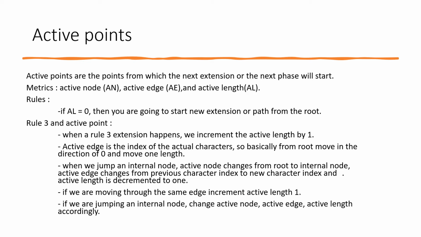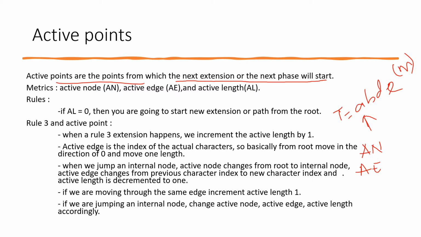Active points are another important topic we need to build a suffix tree. Active points are the points from which the next extension or next phase will start. For a given t equals a, b, d, e, there are m phases, and i starts from here. For the ith phase, we have some metrics that help us move along a particular edge, insert a new character, or create a new edge. These metrics are active node, active edge, and active length.